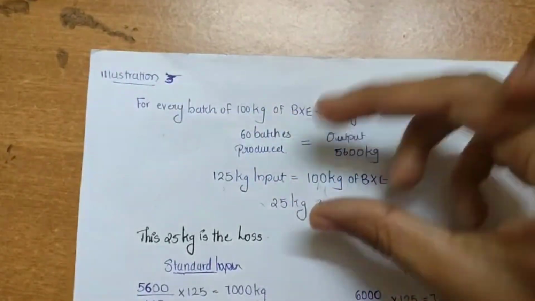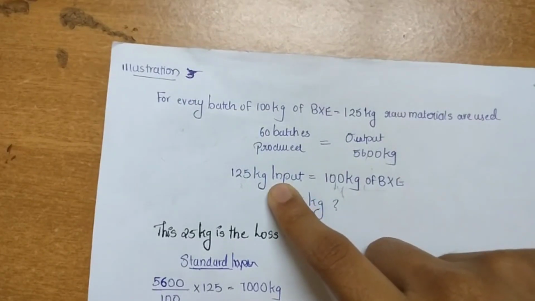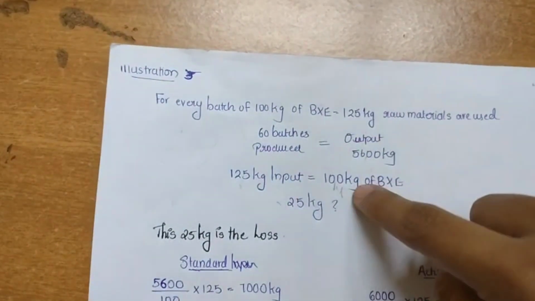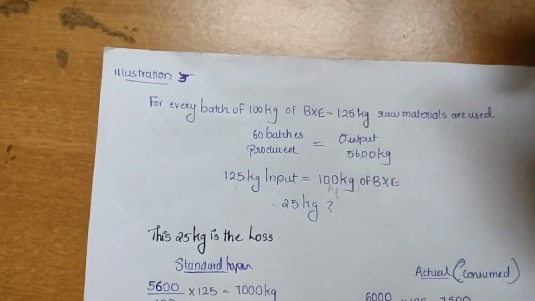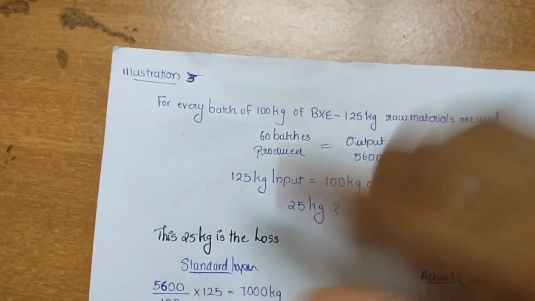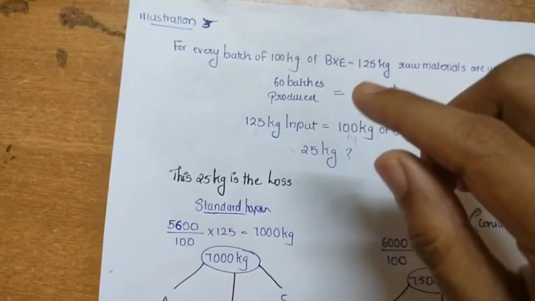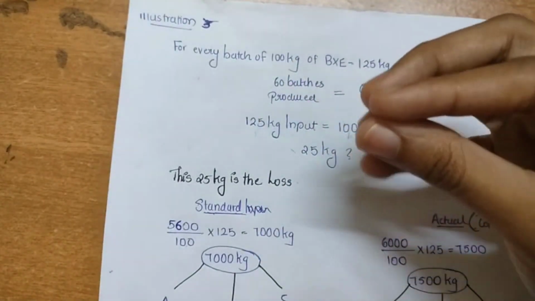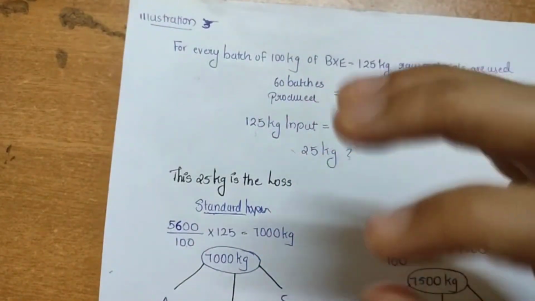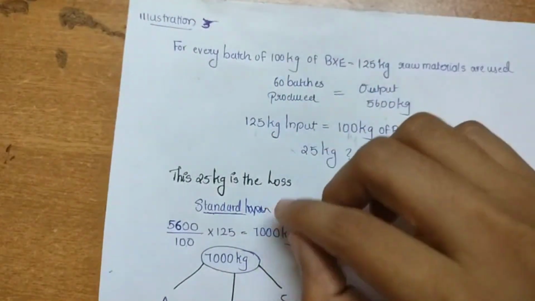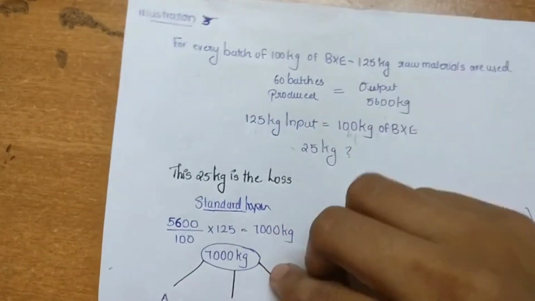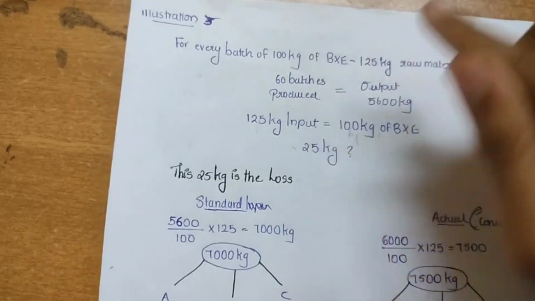Let's analyze the first point again, that is 125 kg of input has been inserted and we ended up with 100 kg. What happened to this 25 kg? Where did it go? So we are assuming that this 25 kg is the loss. Okay, fine. Now let me tell this point, that is, whenever there is information regarding loss, we have to understand that this information of loss is being given to us so that we could find the standard quantity.